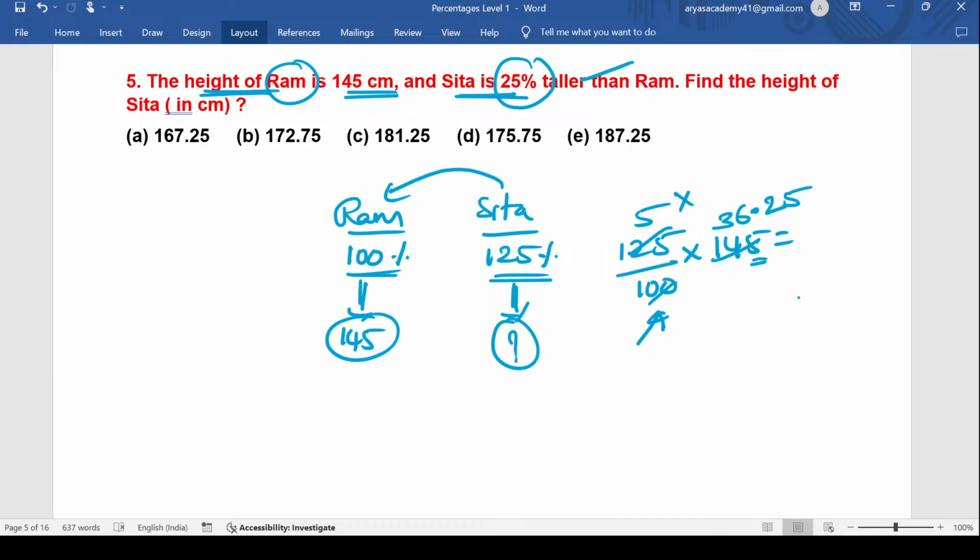So 5 times 36.25. So 5 5s are 25. 5 2s are 10 plus 2 is 12. So 1 is carried forward. 5 6s are 30 plus 1 is 31. 3 is there. 5 3s are 15 plus 3 is 18. So the final answer becomes 181.25 centimeters. 181.25 centimeters is the correct answer.